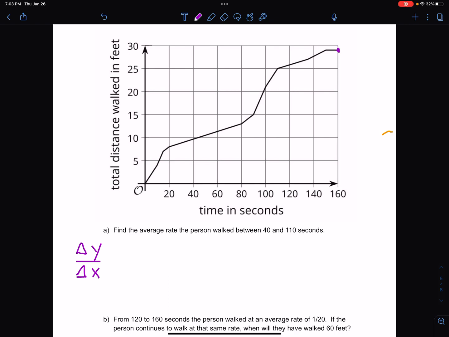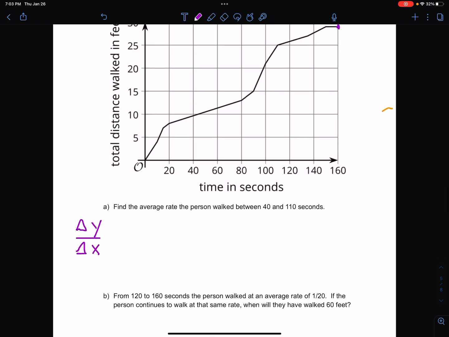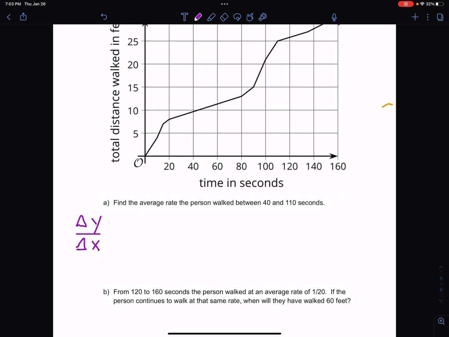We read our graph just like we read a sentence out of a book, from left to right. So we're always counting how much it went to the right. That goes in the denominator. That's our run. And our change in y, or the rise, is how much did it go up or down. So there's a formula for this. Change in y over change in x. If we have 2 points, you're going to take the y value from your second point, or y2, minus the y value from your first point, y1.